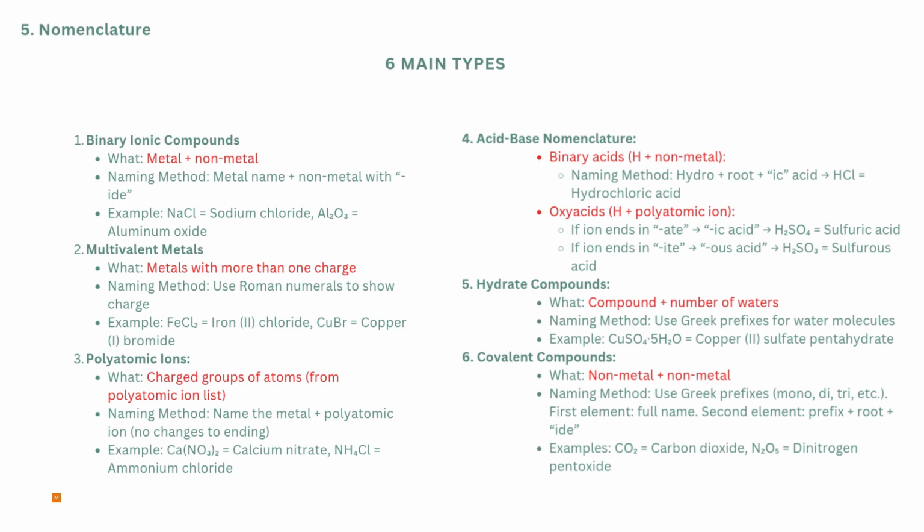Secondly, multivalent metals. That is some metals that have more than one possible charge. These are usually transition metals. For example, iron 2 chloride.